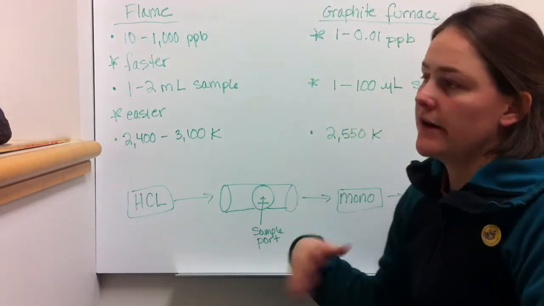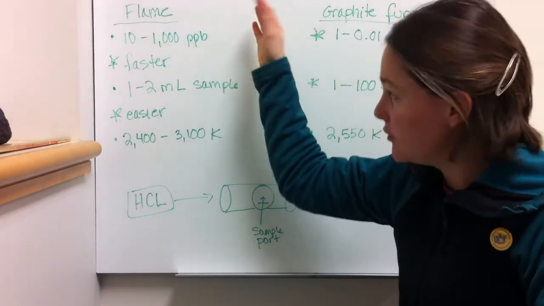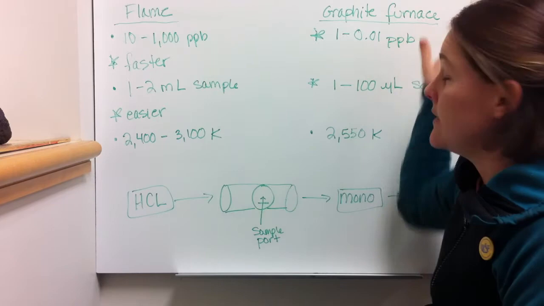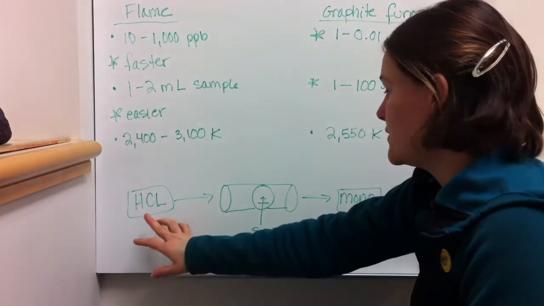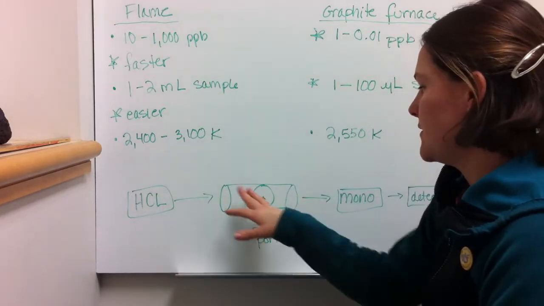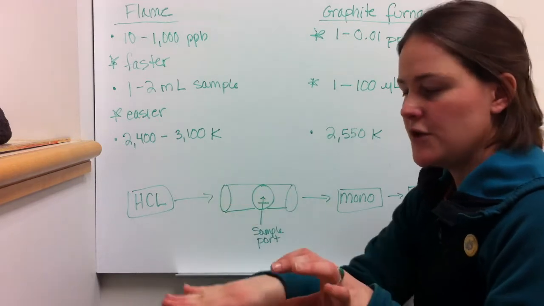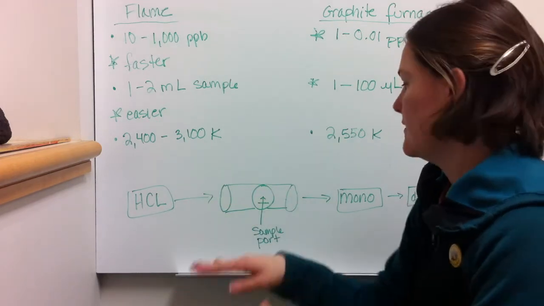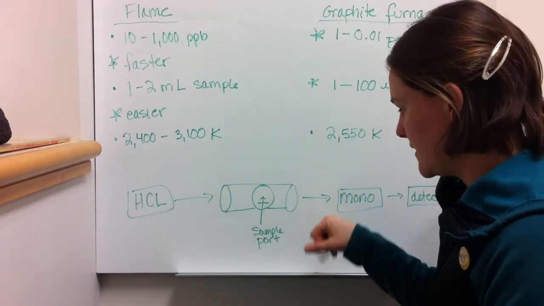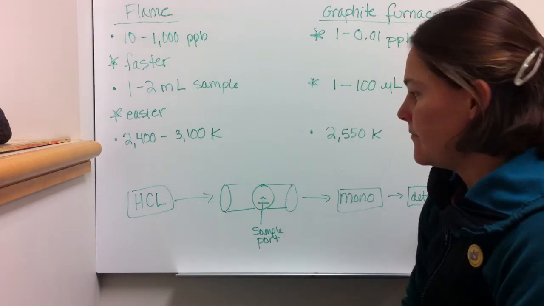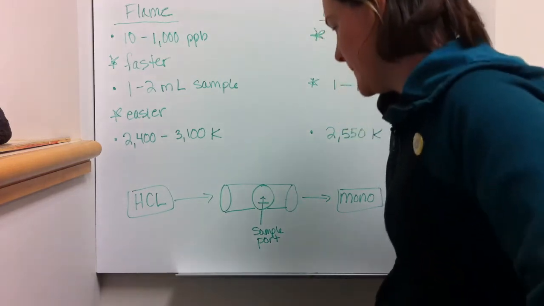So we've talked about introducing the sample by flame. You can also do it using a graphite furnace, which sort of looks like, and the geometry sort of looks like this. It's a tube that you can slide your sample into, and then the light comes in the opposite direction. And there's some benefits to doing it that way.